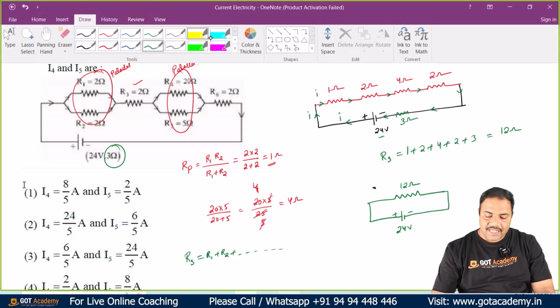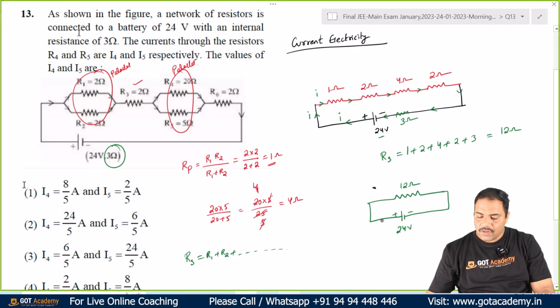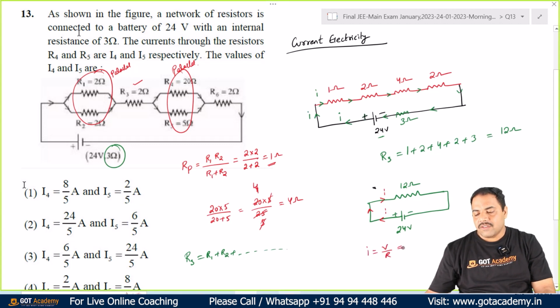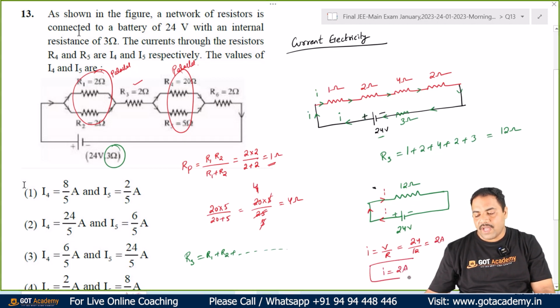So as per Ohm's law, you could find out current I. So I is equal to V by R, that is 24 by 12. You will get it as 2 amps. So the current that is flowing here, it is only 2 amperes.